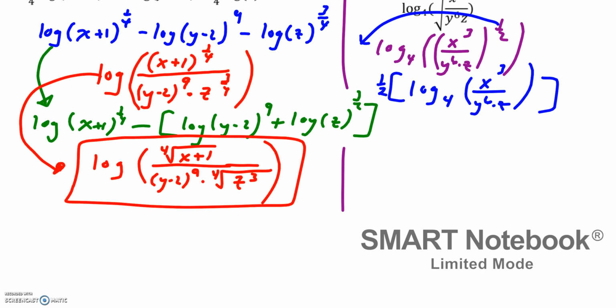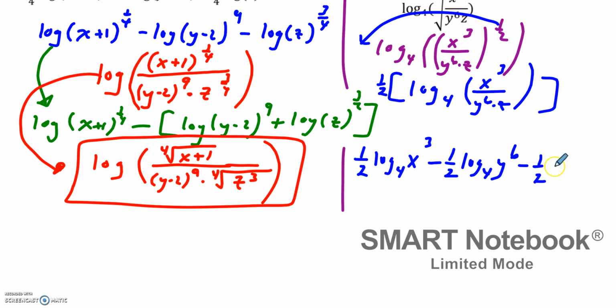So here's what I do. This 1/2 has to affect everything I do. So we'd have 1/2 log base 4 of x cubed. Then we'd subtract 1/2 log base 4 of y to the 6th, because this is in the denominator, so it's being subtracted. The z is also in the denominator, so it is also being subtracted, and the 1/2 applies to this as well. 1/2 log base 4 of z. Now, am I done expanding? No, because all the exponents have to come back down, if there is one.